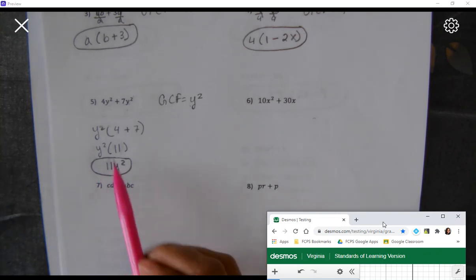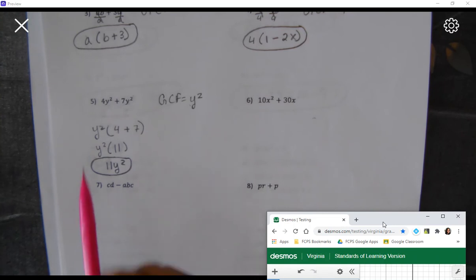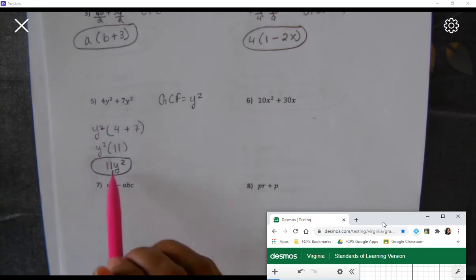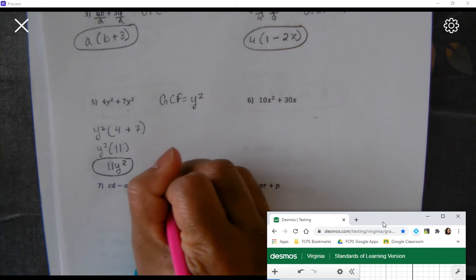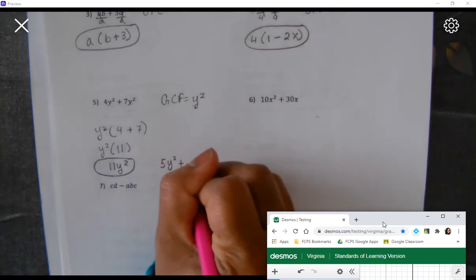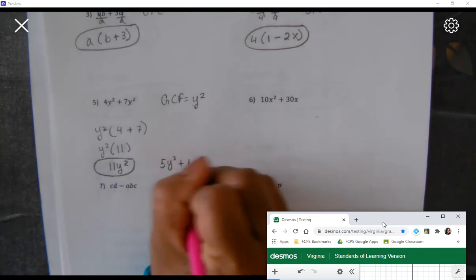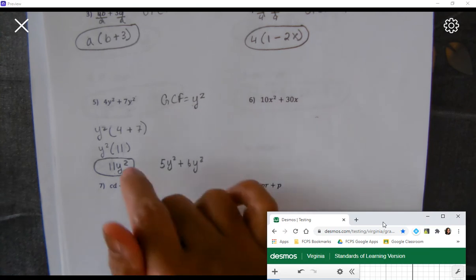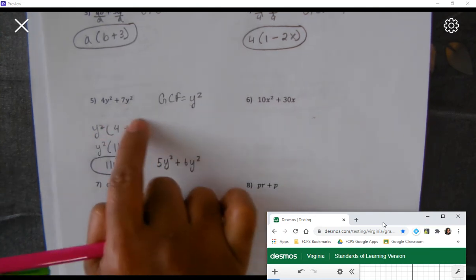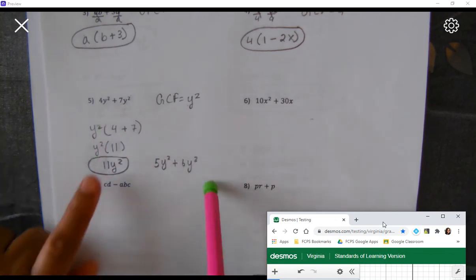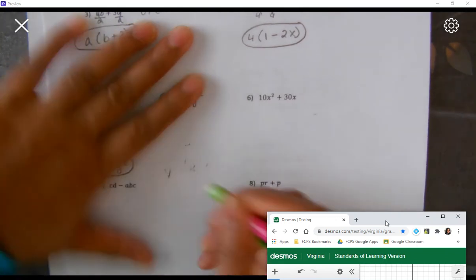So how would I go backwards here? Well, I can honestly just go backwards from here, but when I'm here, there's many different options, right? It could be 4 plus 7 equals 11. It could be like, I don't know, 5y squared plus 6y squared, because 5 plus 6 is 11. So in this stage right here, I can't really go back, but I can always go back from this stage when I have it in factored form. This is simplified form.